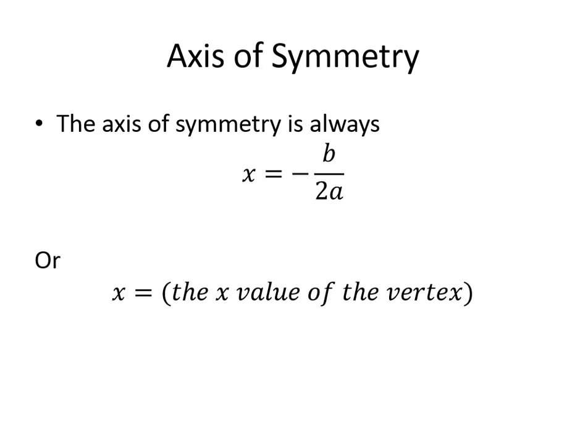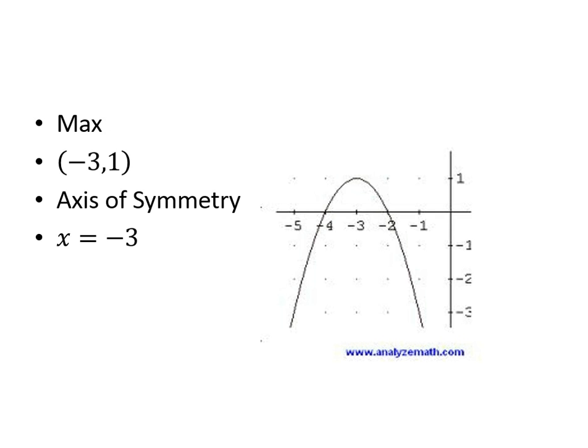It's going up and down. So if you know what the vertex is, you know what the x value is of that vertex, you know what the axis of symmetry is. It has to be that same number, okay? It's always the same.